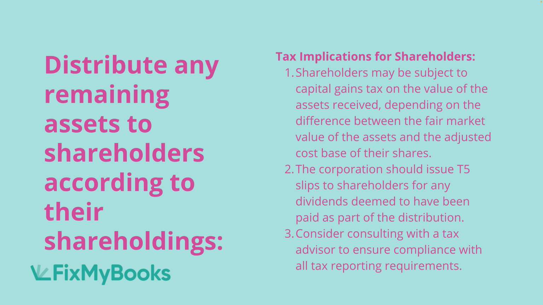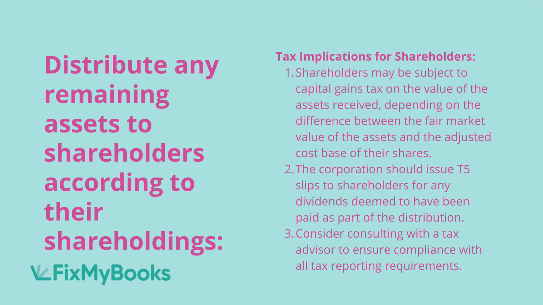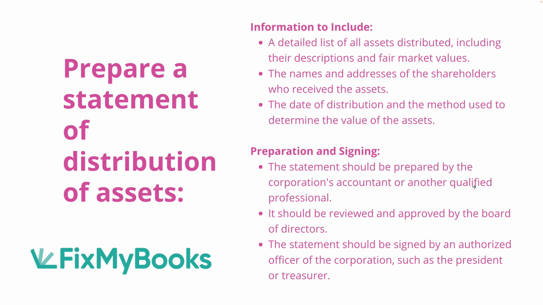The corporation should issue T5 slips to shareholders for any dividends deemed to have been paid as part of the distribution. So that's usually from the remaining cash balances and retained earnings. And number 3, consider consulting with a tax advisor to ensure compliance with all tax reporting requirements. So again, always consult a professional.